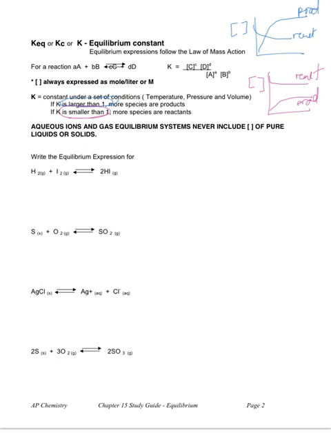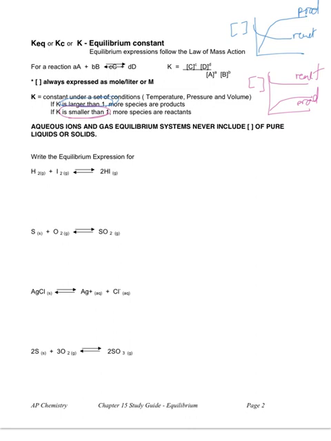Remember that when you write the equilibrium expression, you only include aqueous ions, so aqueous solutions, and gaseous species. You never put liquids or solids in there. There is no concentration of a liquid or a solid. So let's write the equilibrium expression for these reactions. Let's start with the first one here.